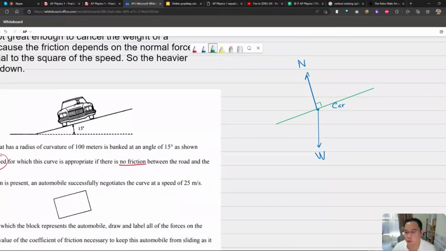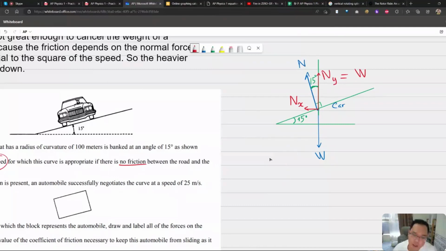The normal force is perpendicular to the road, and it makes an angle of 15 degrees compared to the vertical direction, because that angle here is equal to the banking angle, 15 degrees. And the vertical component of this normal force, Ny, must be equal to the weight. And the other component, Nx here, is the centripetal force.